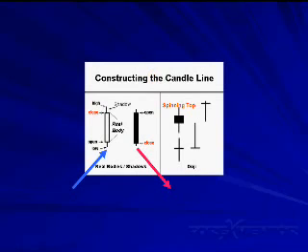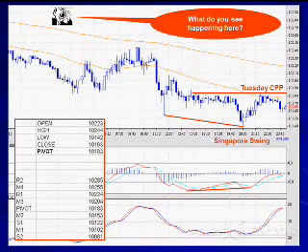So far we've talked about hammers and railway tracks or tweezers. This is what a spinning top looks like, very much like the spinning top that you used to play with as a child. Here's an example of railway tracks going the opposite way.